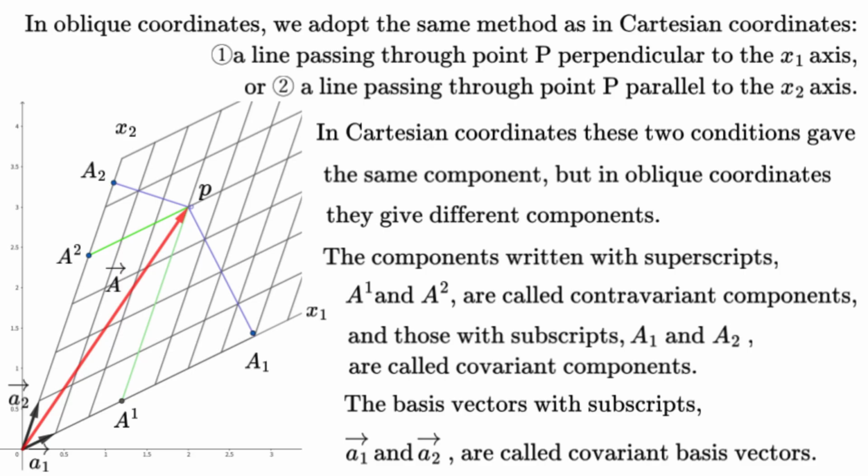In oblique coordinates, we adopt the same method as in Cartesian coordinates: a line passing through point P perpendicular to the x1 axis, or a line passing through point P parallel to the x2 axis. In Cartesian coordinates these two conditions gave the same component, but in oblique coordinates they give different components. The components written with superscripts, A^1 and A^2, are called contravariant components, and those with subscripts, A_1 and A_2, are called covariant components. The basis vectors with subscripts, e_1 and e_2, are called covariant basis vectors.